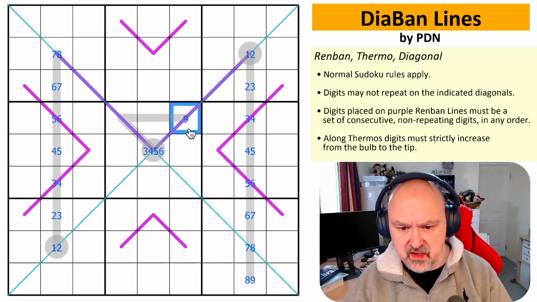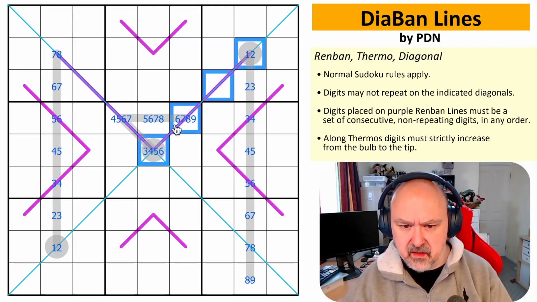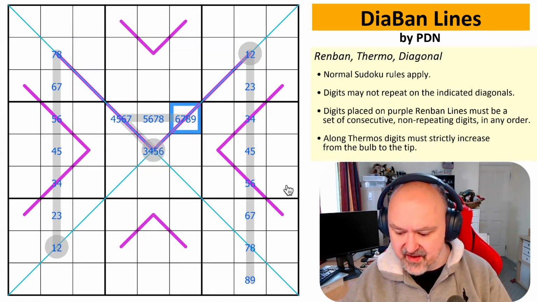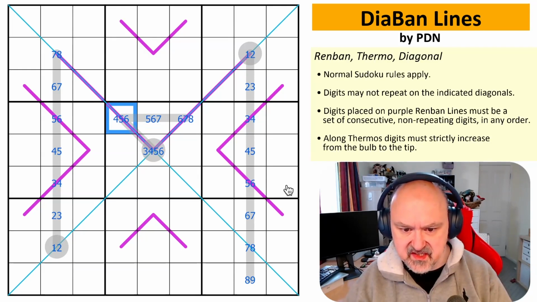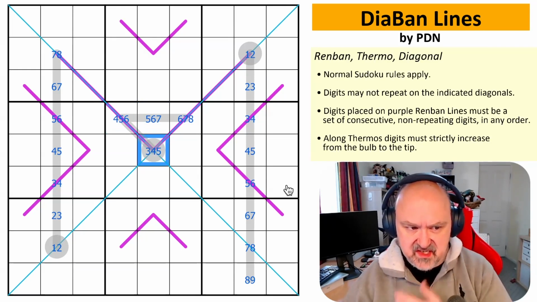Let's do this. 9, 8, 7. So this is 4, 5, 6, 7, 5, 6, 7, 8, 6, 7, 8, 9. But this line, we've already determined 2, 3, 4, 5, 6, 7, 8. This can never have a 9 on it, so this can never have an 8, this can never have a 7, and this can never have a 6.